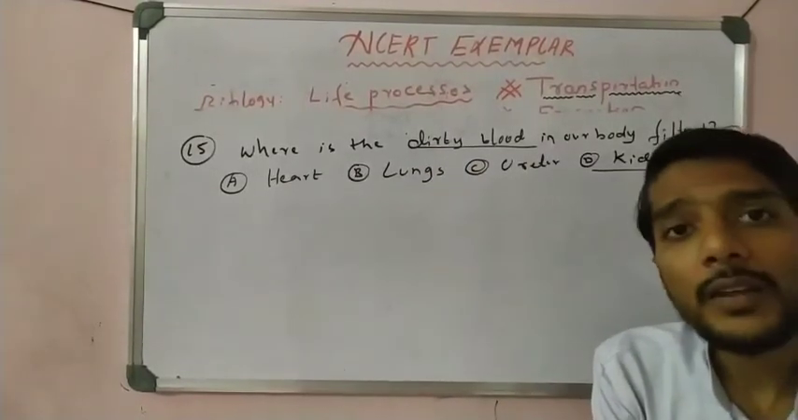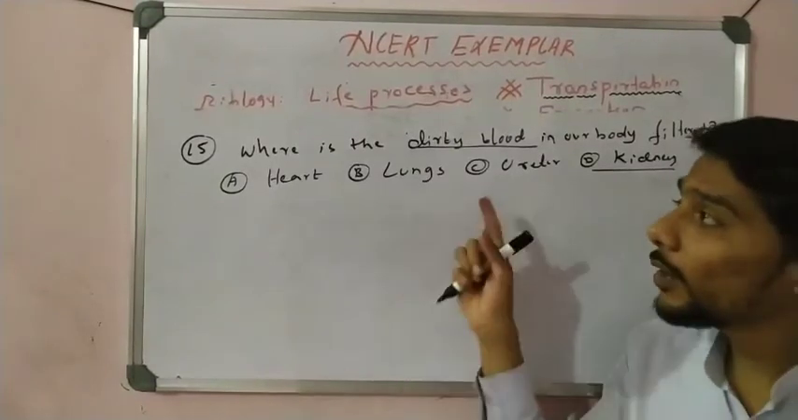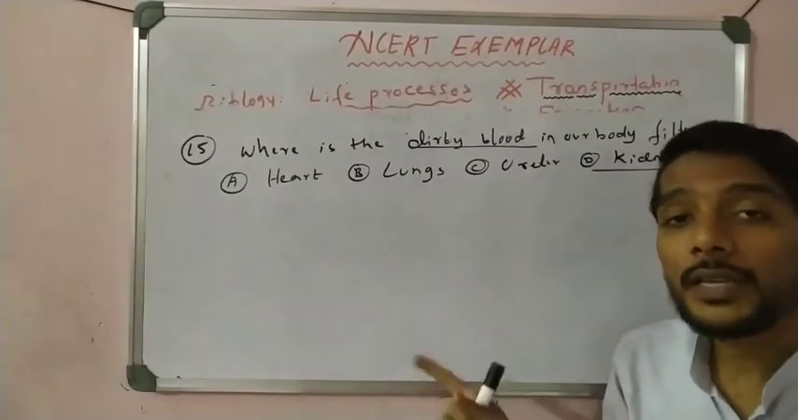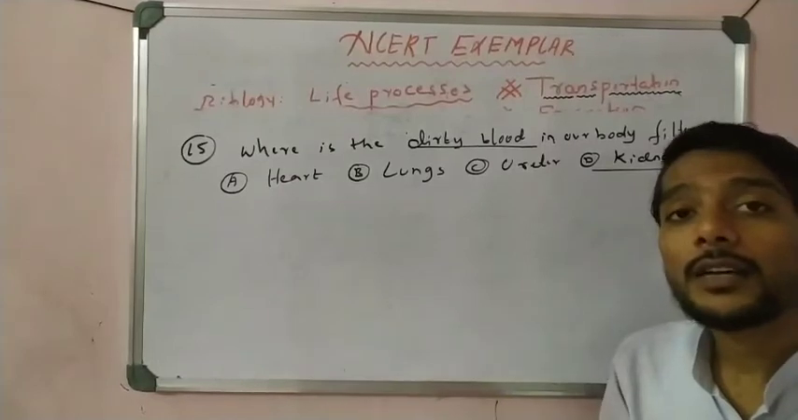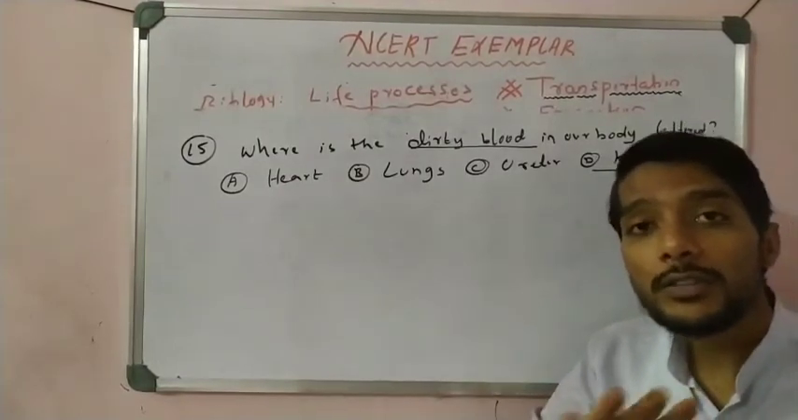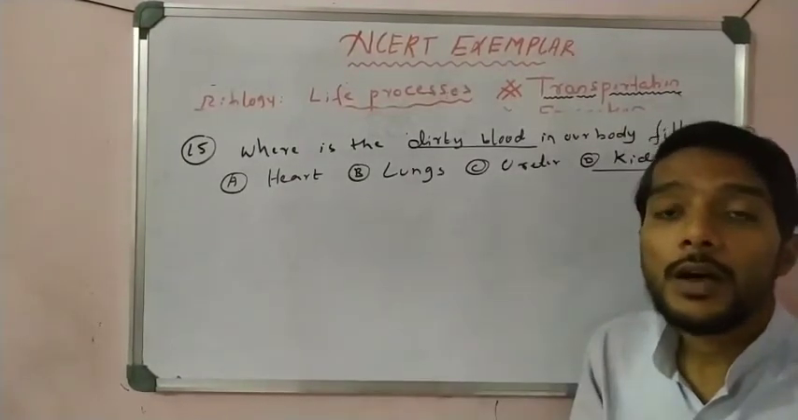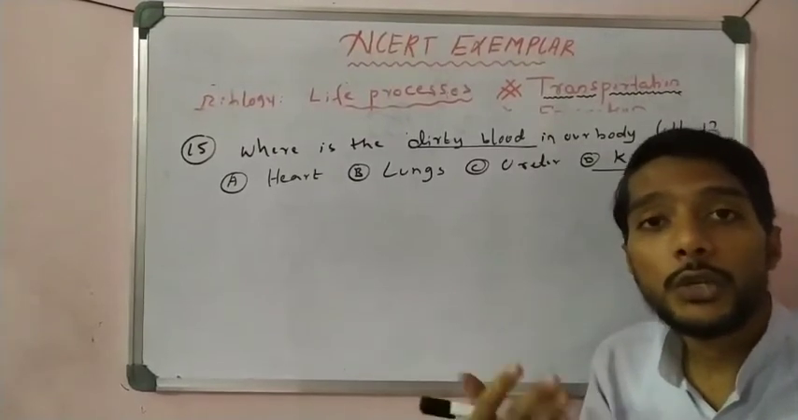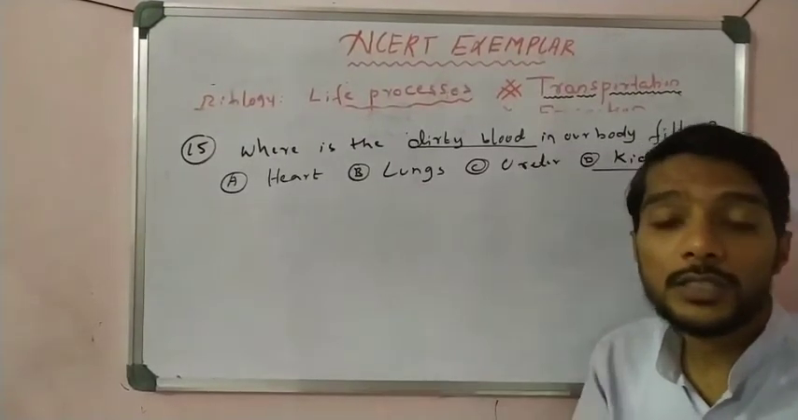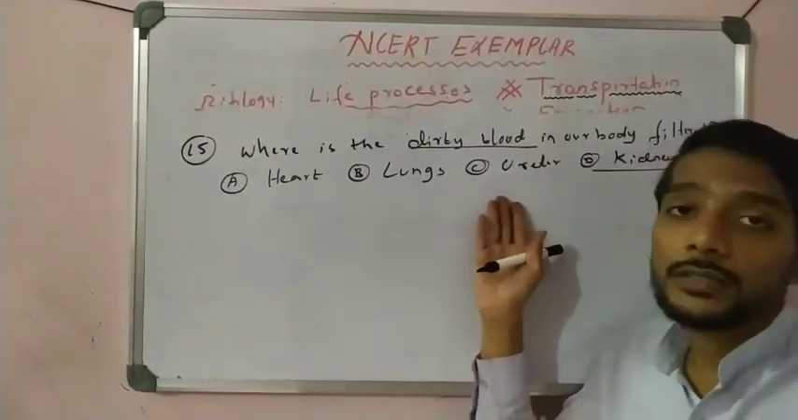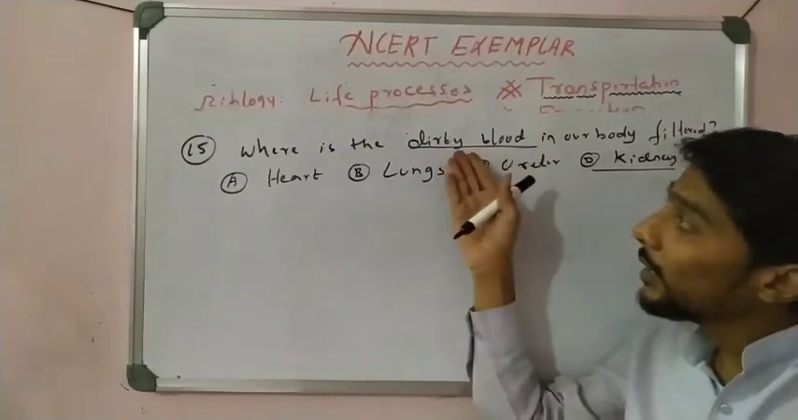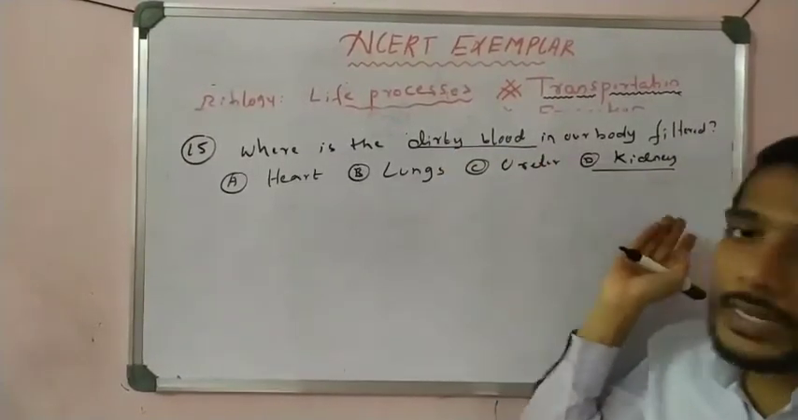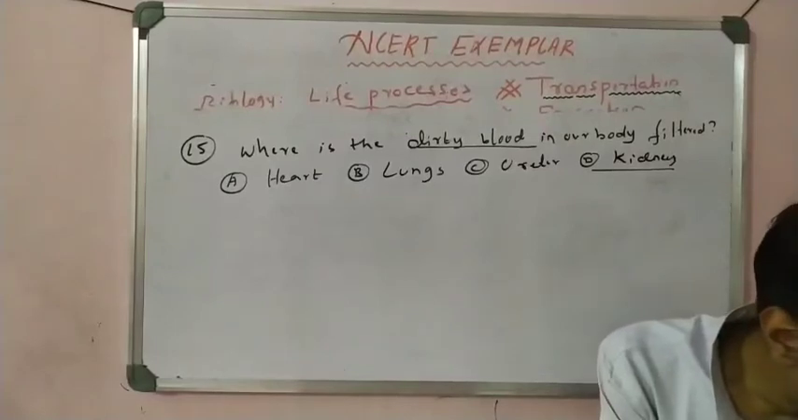The blood is dirty because so many impurities are present in that blood. Okay, but in the lungs only the impurity carbon dioxide is removed, while other impurities, excess water, amino acids, urea, uric acid, nitrogenous substances, are all filtered by the kidneys. So the dirty blood is filtered in the kidneys. Option D is the correct answer here.